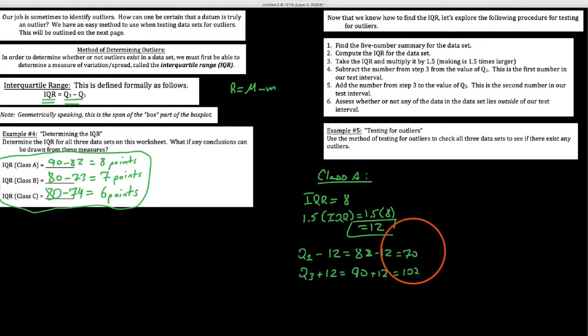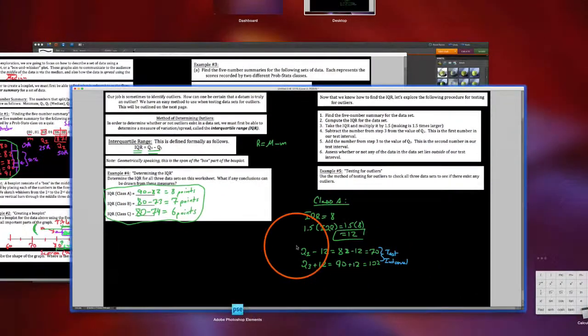And what we get right here, I'm going to call a test interval. The very last thing we want to do with respect to this test interval is assess whether or not any of the data in the data set lies outside of it. That is to say, in the original data set, were there any scores less than 70 or over 102? Anything less than 70, we'll call at least a slight outlier, and anything over 102, we'll call a slight upper outlier.